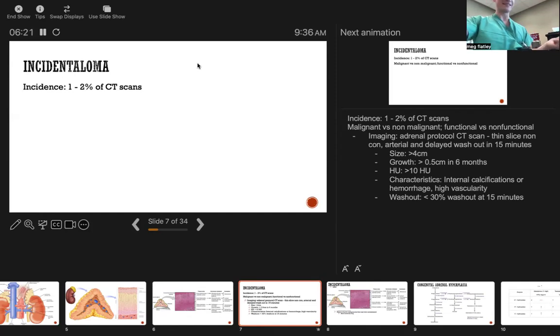You need to figure out if it's malignant, is it cancer? Or you need to figure out if it's functional. Both of those things matter. So first, we're going to look at the imaging. What dedicated imaging are you going to get to evaluate an adrenal incidentaloma? A CT adrenal gland, great. Now, what does that mean? Why is that any different than just a normal CT scan?